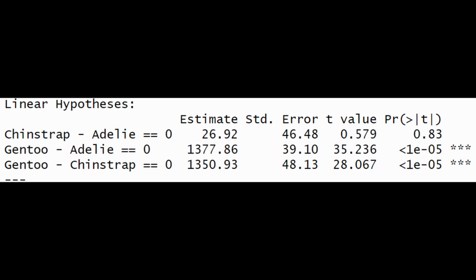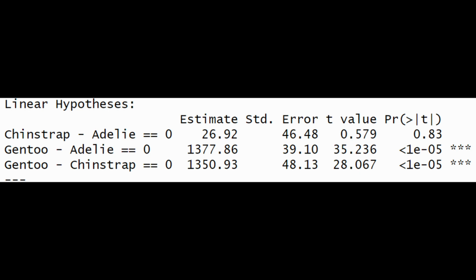And this allows us to compare species pairs. Again, we went over this before when we talked about pairwise comparisons, but just to remind you, when you subtract the mean of Adelie from Chinstrap, the difference is 26. And here we have a standard error, the t-value, the p-value, it's not different. And we're also comparing Gentoo, Adelie, Gentoo, and Chinstrap, and we can see that Gentoo and Adelie are different, Gentoo and Chinstrap are different, but Chinstrap and Adelie are not different, right?